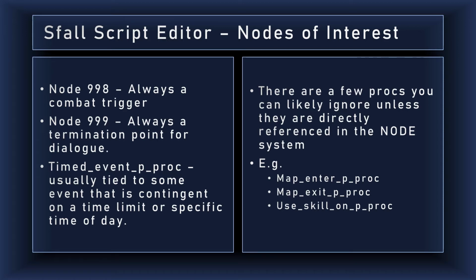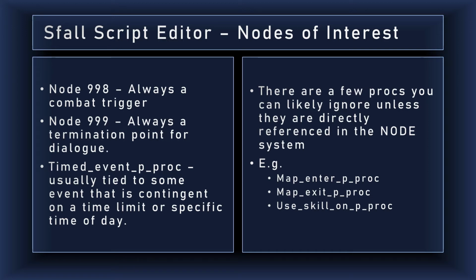Timed event proc, usually tied to some event that's contingent on a specific time of day or a time limit. For example, Joey, you can't really deal with him unless it's between the hours of 6 a.m. and 6 p.m. If you're talking to him at nighttime, he's just trying to find somewhere to sleep, so he's going to ignore you. Now, there are a few procs that you can likely ignore unless they're directly referenced. Map enter proc, map exit proc, use skill on proc, all of those things are not necessarily going to matter.